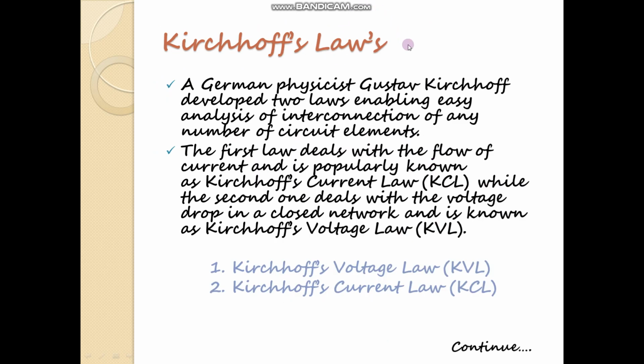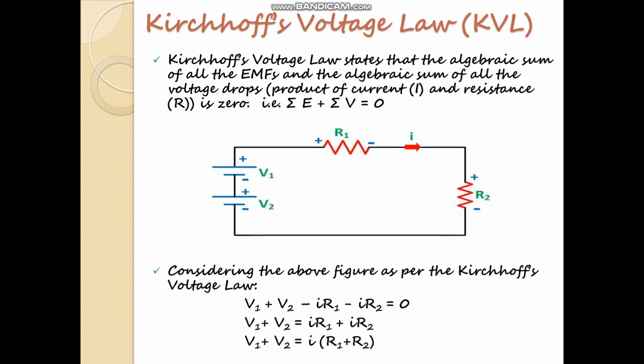The next is Kirchhoff's laws. Kirchhoff was a scientist and he developed two laws related to the electric circuit for the simplification of complicated networks. The first law is Kirchhoff's voltage law, which deals with the voltage drops and voltage rises in a closed network. And the second law is Kirchhoff's current law, KCL, which deals with the flow of current in the electric circuit. Now we will see them one by one.